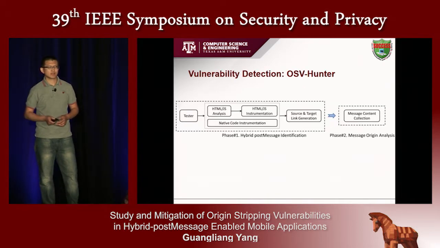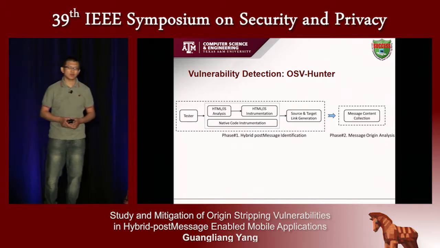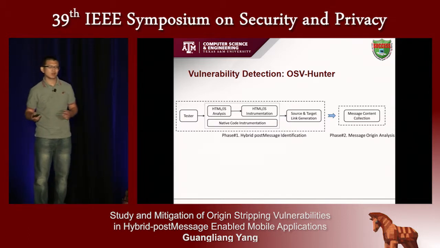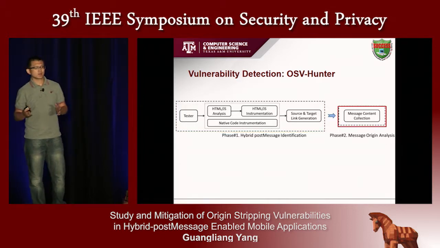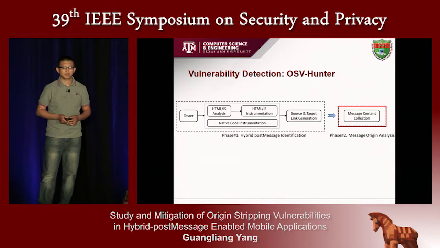OSV Hunter. This picture shows the design of OSV Hunter. It consists of two steps. In the first step, OSV Hunter will identify the message sender and message receivers and understand the semantic between them, and then identify the Hybrid-postMessage implementation. And in the second step, OSV Hunter will determine if a vulnerability exists in a given app.